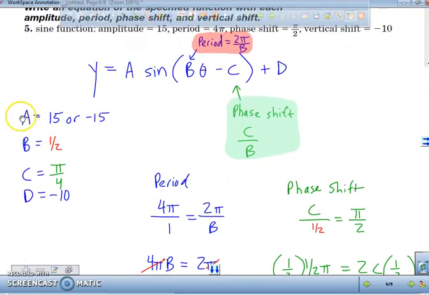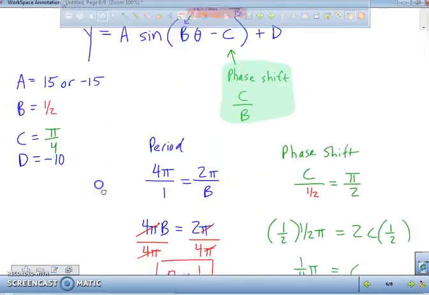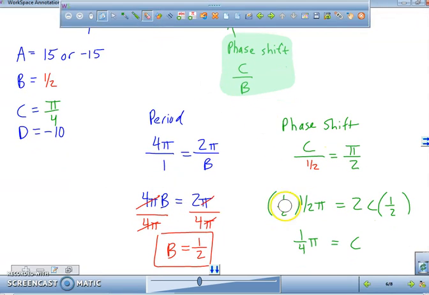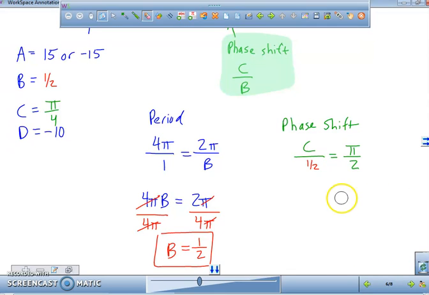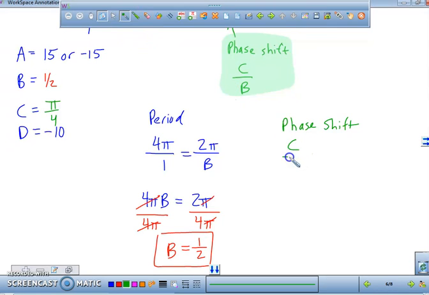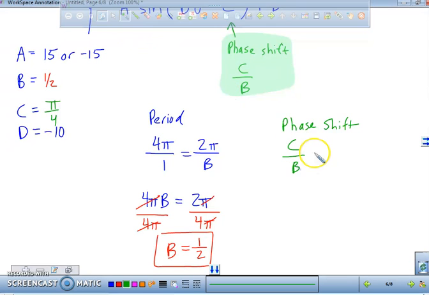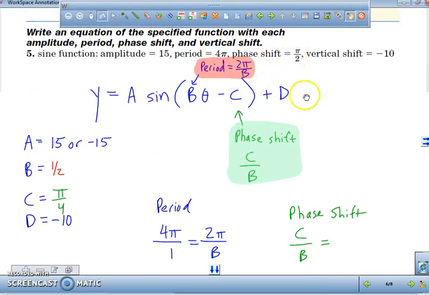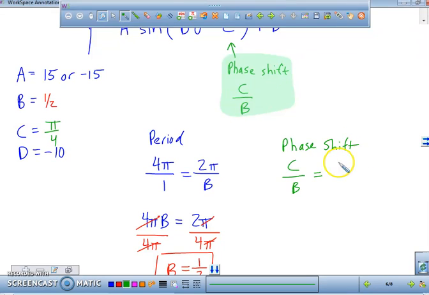And we figured out what our A, B, C, and D were, but we kind of had to rush through the phase shift. So we're going to go through the phase shift one more time, in case you weren't able to catch it from the last video, all right? So the formula for the phase shift, everybody, is C over B, and we set our phase shift equal to the value of pi over 2.